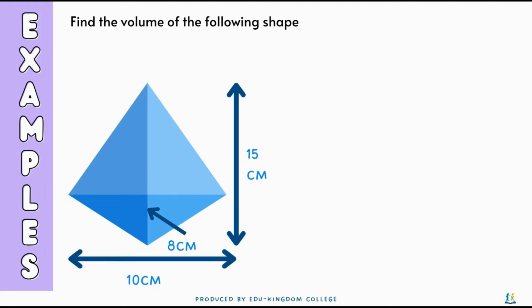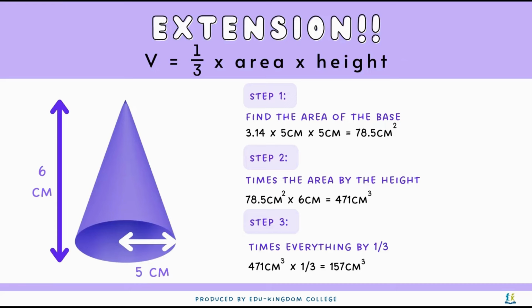Now moving on to a triangular pyramid. Step 1 is to find the area of the base. The area of the base is going to be a half times 8 times 10, which gives us 40 centimeters squared. Step 2 is to times the area by the height. 40 centimeters squared times 15 centimeters is going to give us 600 centimeters cubed. The last step is to times everything by 1/3. 600 centimeters cubed times 1/3 is going to give us 200 centimeters cubed.